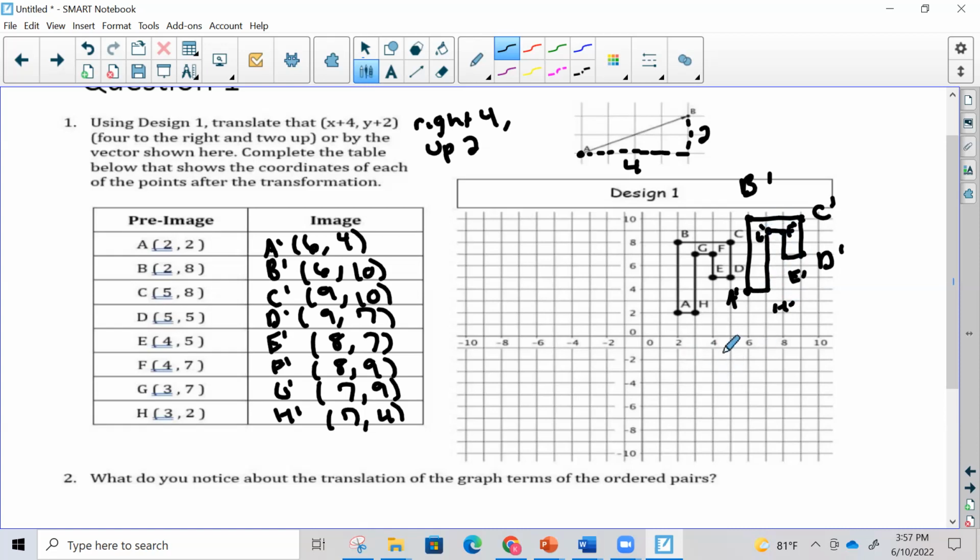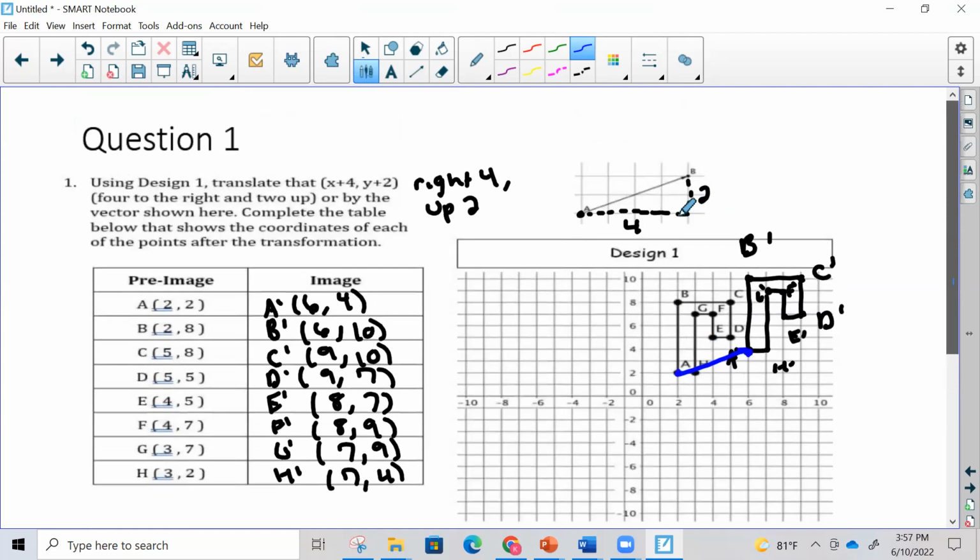Okay, so that's my point. It's translated. Like I said, if you connected A to A prime and drew an arrow from A to A prime, stopping there, it should look like that directional vector that we had here, where you go over 4 and then up 2, which it does. And that should be true for each point.